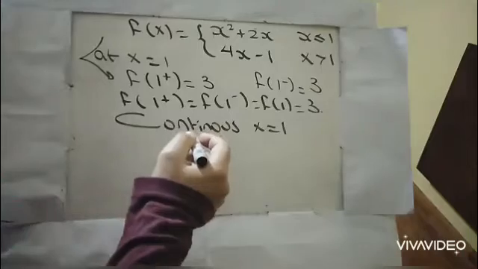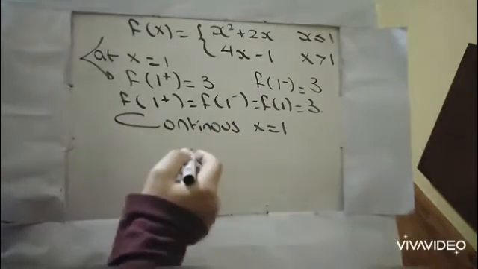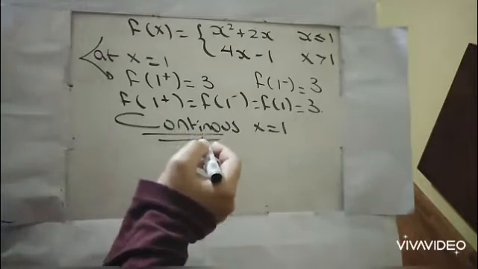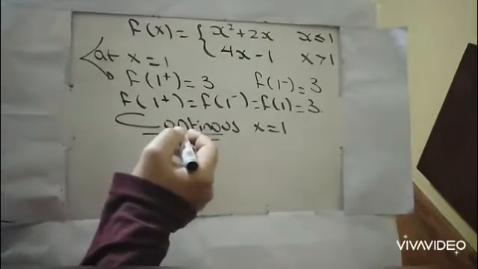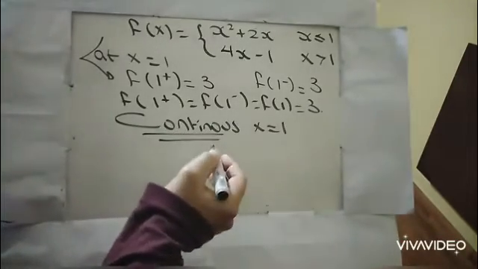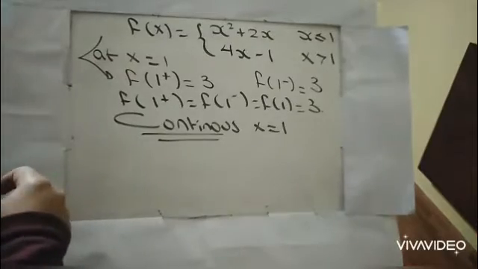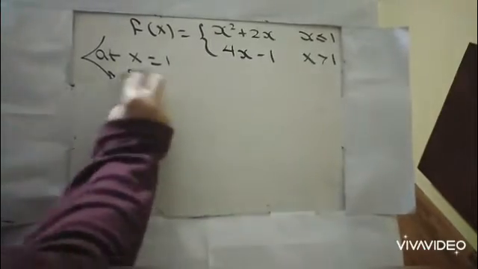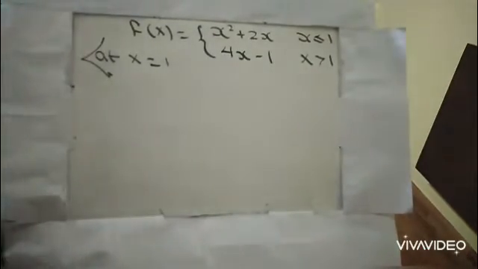So if it's not continuous, for sure it's not differentiable. But if it's continuous, maybe it will be differentiable and maybe not. What's the meaning of differentiable? Slope at the right equals slope at the left. So it's continuous. So now I'm going to discuss differentiability at x equal 1. How are we going to discuss differentiability?